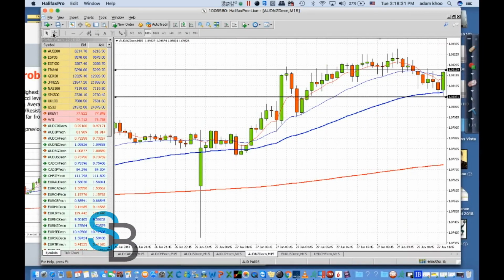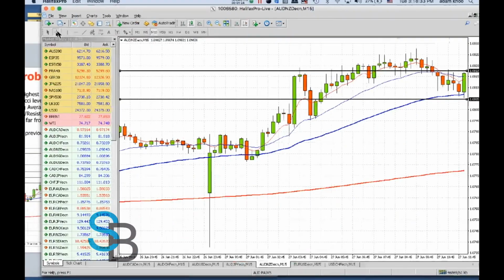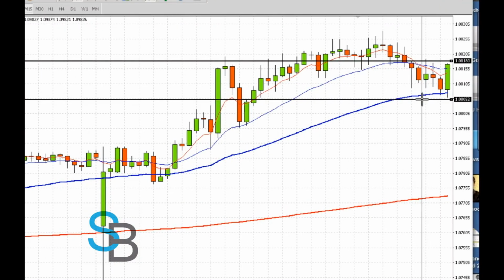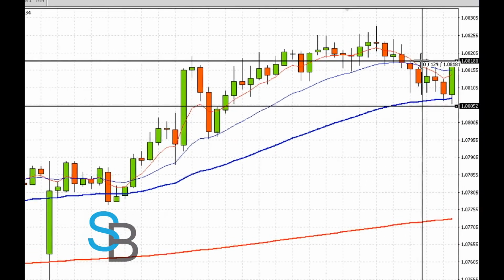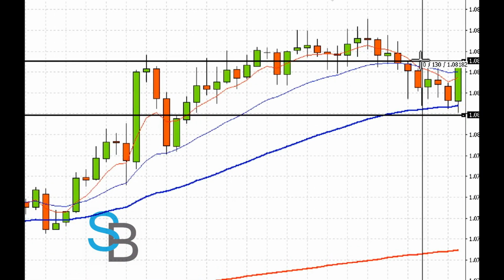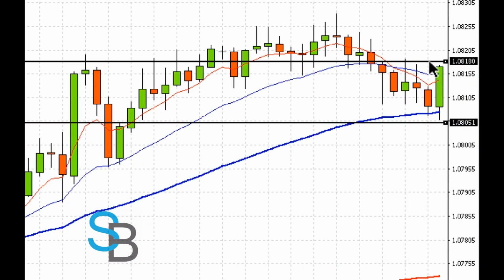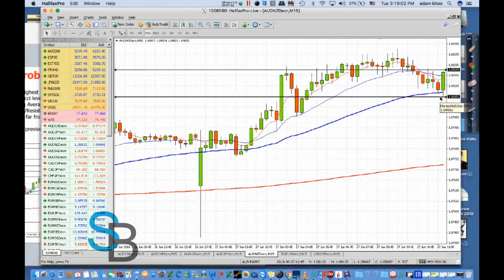And you can measure using this tool over here, this crosshair. You can roughly measure that this is about 13 pips. You see 130, and 130 means 13 pips. The 0 is the fractional pip. So if I enter at 8180, and the swing low is at 805, am I going in too far away? Has the price moved too far from the swing low? Well, in a way, yes.